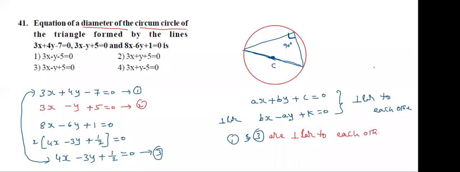Perpendicular to each other. By observing the diagram, you can take this as 1, this as 3, then this is 2 now. 1 and 3 are perpendicular. So the triangle is right angled. So the hypotenuse is the diameter. So hypotenuse means which equation? Second equation. See here, equation of a diameter of the circumcircle. So here hypotenuse is equal to diameter.